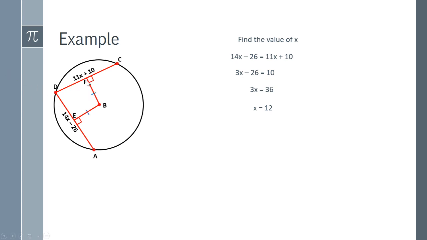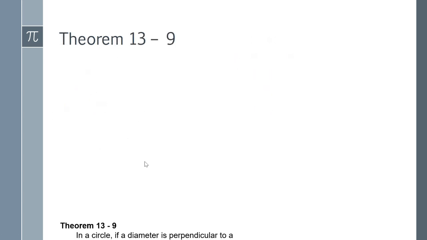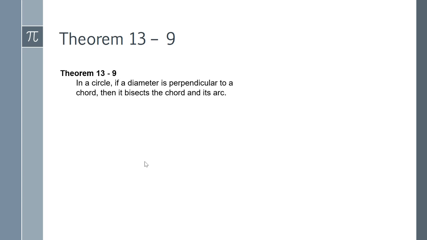Just recognizing that since these two segments are congruent, the chords that go with them are also congruent, helps you solve a problem. All right, theorem 13.9: in a circle, if a diameter is perpendicular to a chord, then it bisects the chord and its arc. So let's look at this situation.